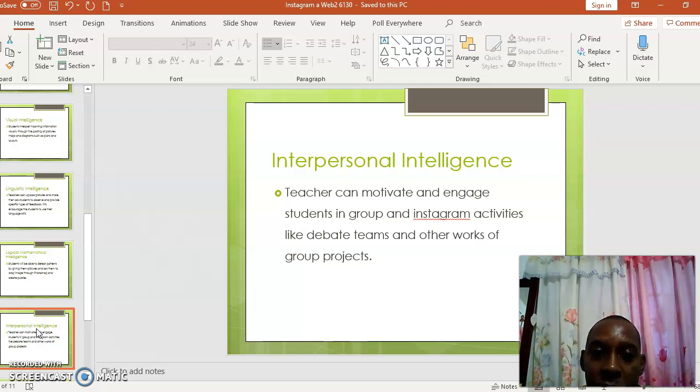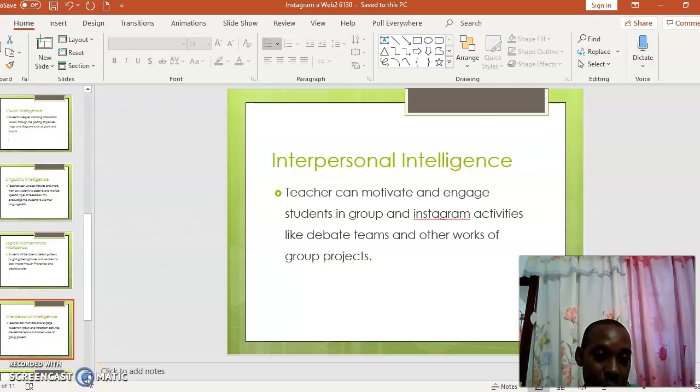The next intelligence it speaks to is interpersonal intelligence. Teachers can motivate and engage students in group Instagram activities like debate teams. So whatever team projects they are a part of, the visual aspect of it can be captured, and audio as well, and other group-related work can also be used as part of the collaborative process.